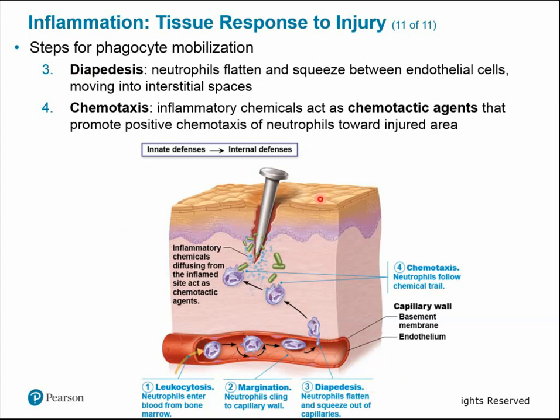So then step 4 is chemotaxis. All of the inflammatory chemicals that were released by the injured tissues are serving as kind of like a homing beacon for these neutrophils, so they know where they need to go. So they're following that scent, right, released by the injured cells.